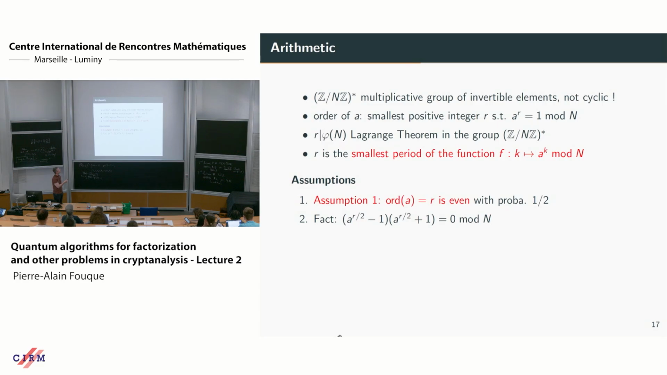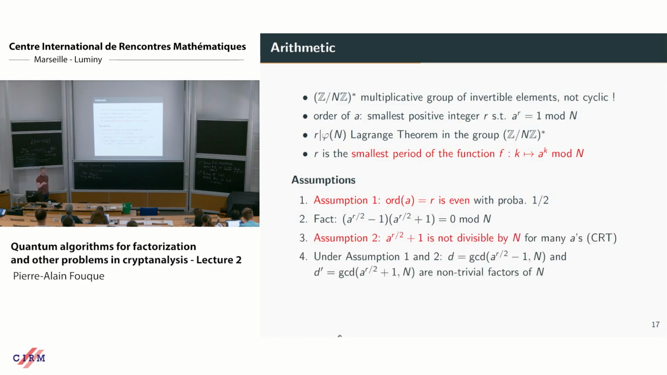in fact, here you can see that we are in exactly the same situation as this morning, because I can always write a to the r as (a to the r divided by 2) squared. If I take this one to the other side, I get a difference between 2 squares, because 1 is also a square, and then I get this equation. I get this equation only if the order of a is even, but with probability 1/2 it will be the case. If it's not the case, you will have to find another element.